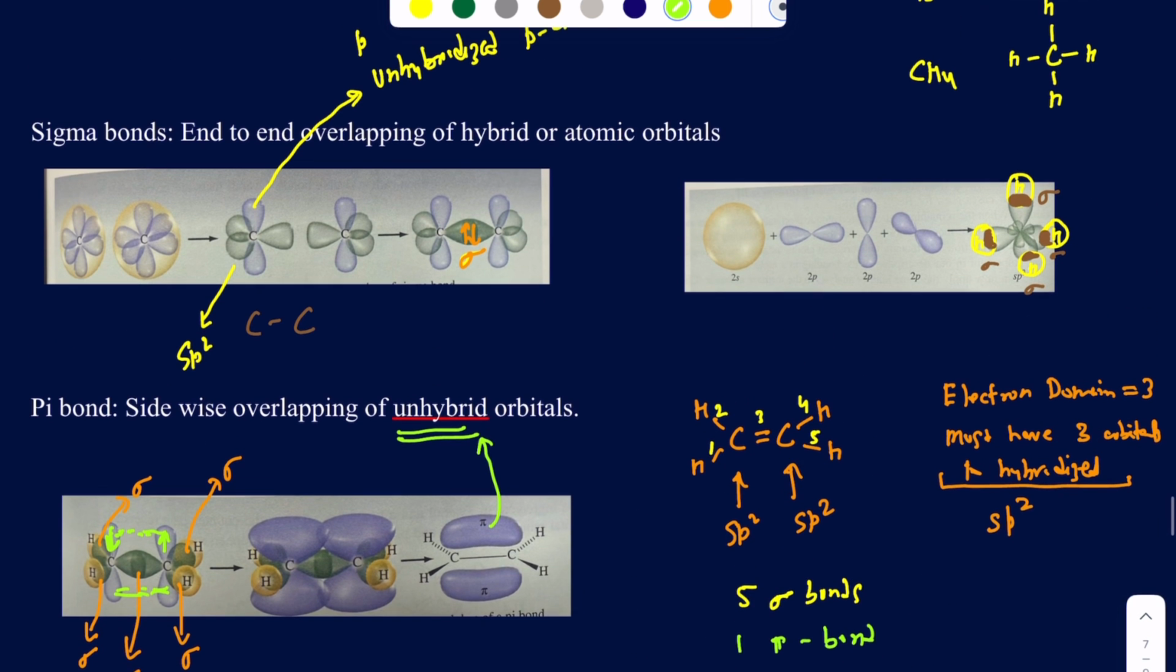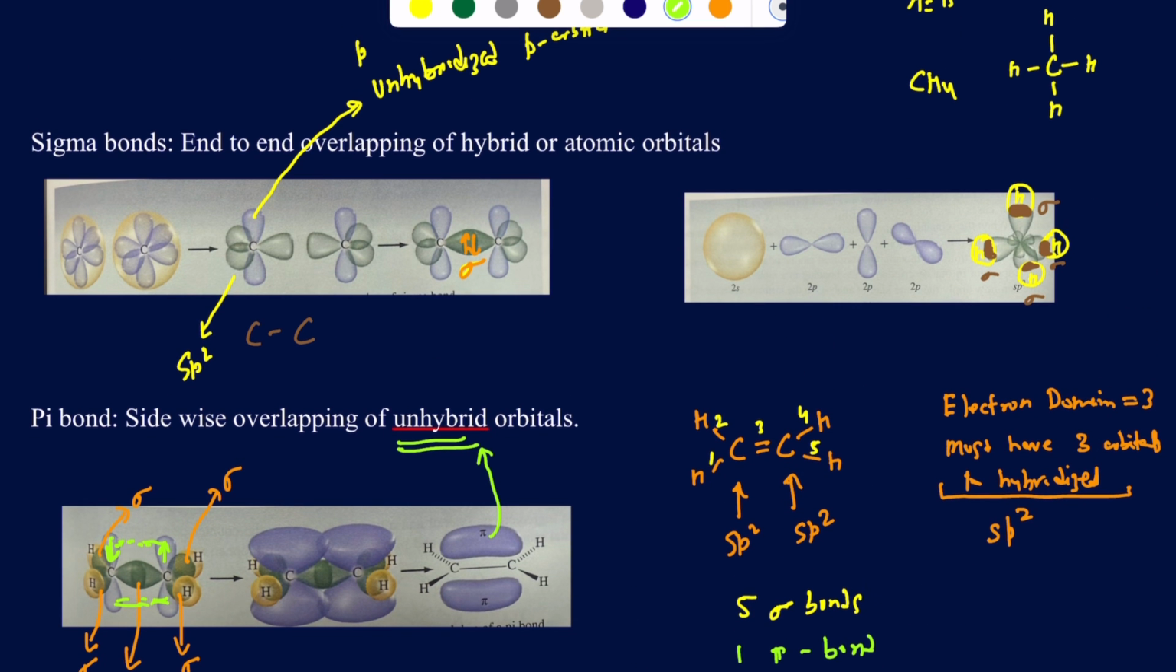Now, do you really have to write down every single thing, or draw all this out, to figure out what the hybridization is going to be?